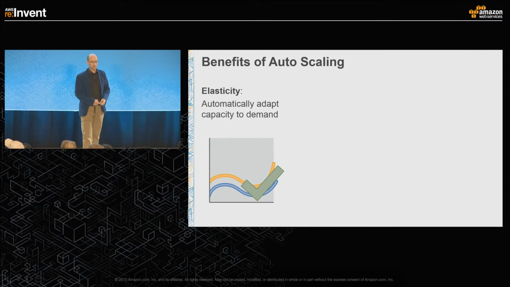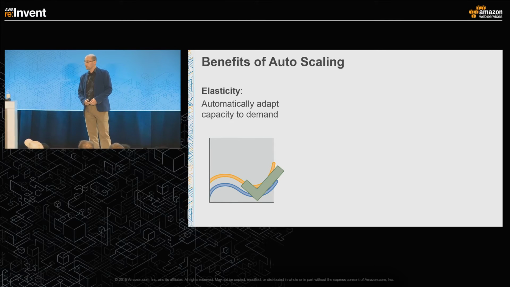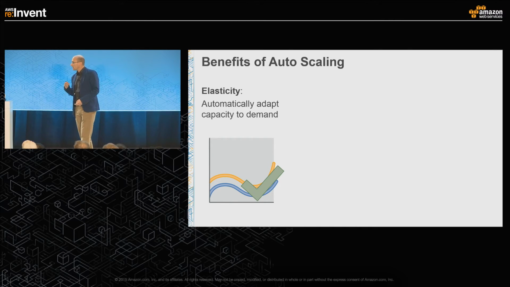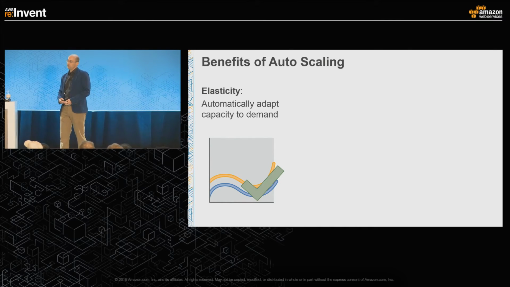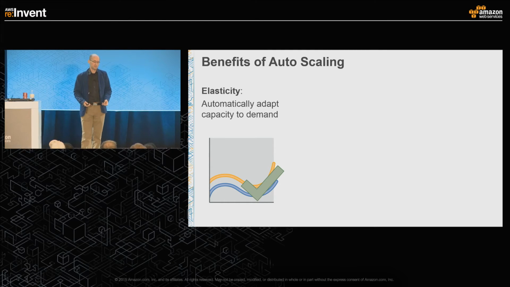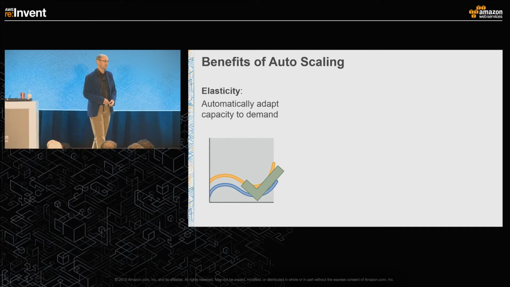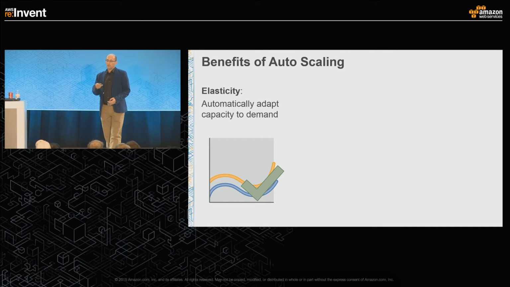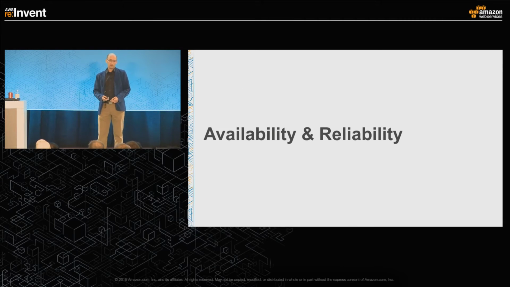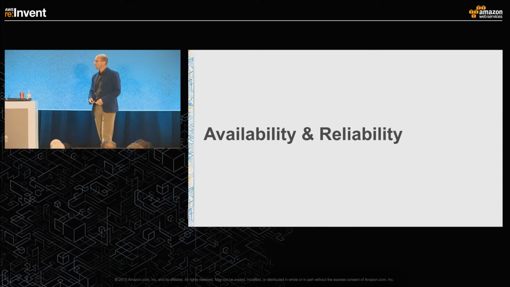OK, so I think that covers the most basic points. And I think one of the main features of autoscaling is that this is one of the places where the cloud's promise of elastic capacity comes to life, right? Because you can really automate an infrastructure that adapts to demand. But it's not the only benefit. The other benefit I see is increased availability and reliability of your system.